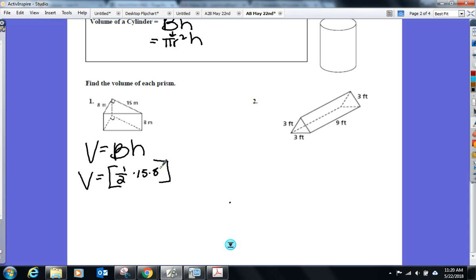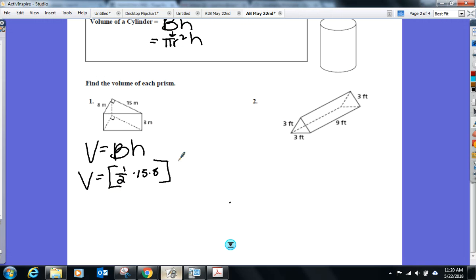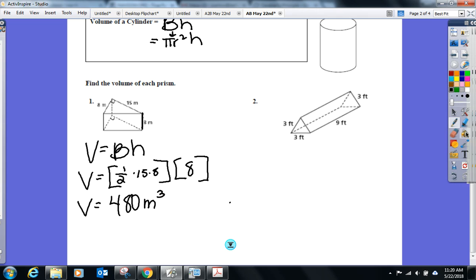Now, when I say height, that's not the height of that triangle. It's the height of the prism, the distance from each triangle right now. Not the height of one of the triangles, the height of the prism, which in this case is 8. Everyone see? The distance from one base to the other right here is 8. And somebody mentioned it already, 480 meters cubed. Now when we've got volume, cubic units.